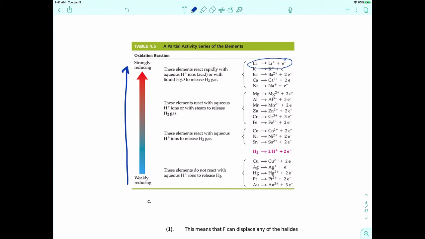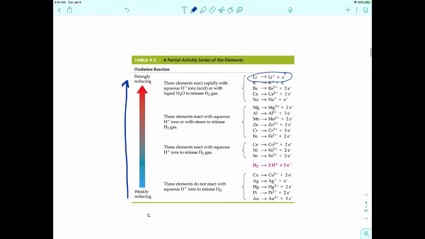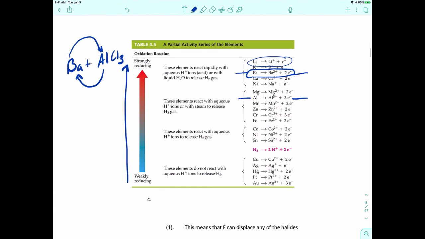Okay, so the way this works, let's say I've got a reaction like barium, and I want to react barium with aluminum trichloride. So the way this works, we look for aluminum on the table, and here it is. I'm making a line next to it, and let's find barium. Now, since barium happens to be above aluminum on that activity series, what that means is that barium can come in and replace aluminum.